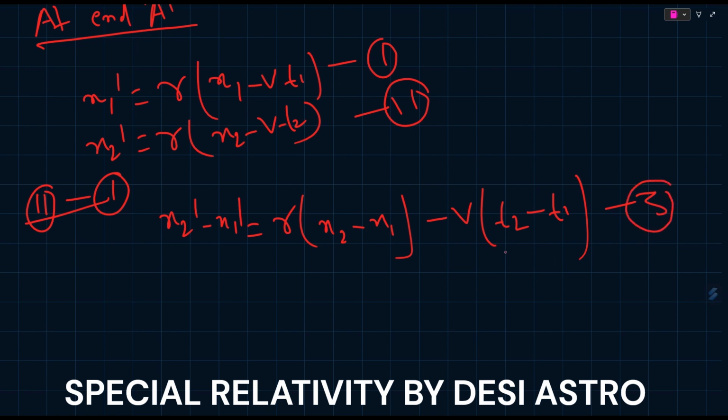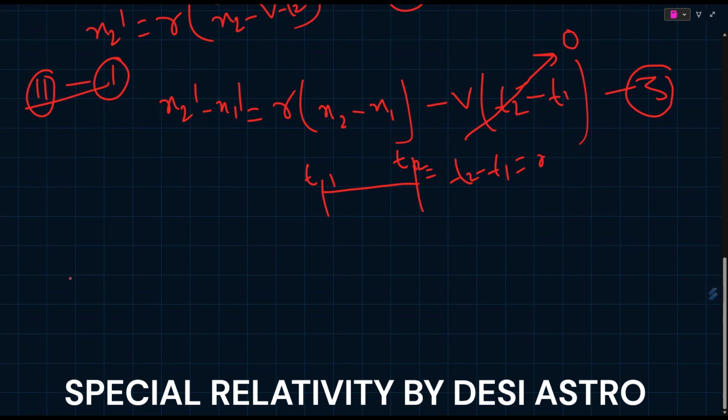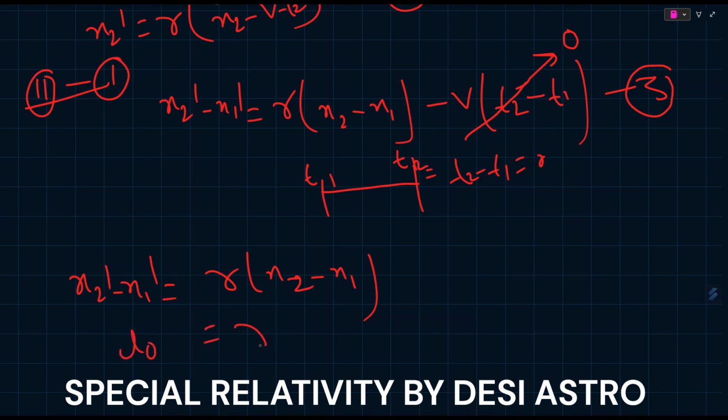Now comes how to measure the length of a moving object. Suppose you want to measure the length. You have to look at both ends of the rod at the same time, t1 and t2, so this t2 minus t1 should be 0. This term goes to 0 to measure length in the moving frame. What will be left? We are left with x2 prime minus x1 prime equal to gamma times x2 minus x1. Already we have x2 prime minus x1 prime equal to L naught and x2 minus x1 equal to L. So this becomes your equation of length contraction.